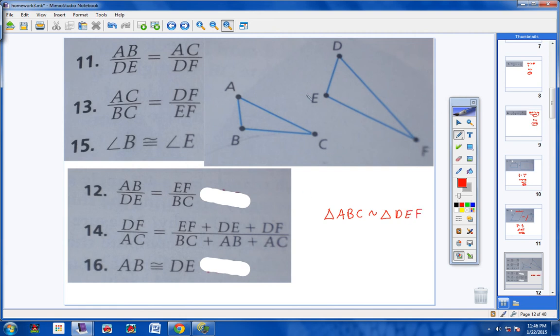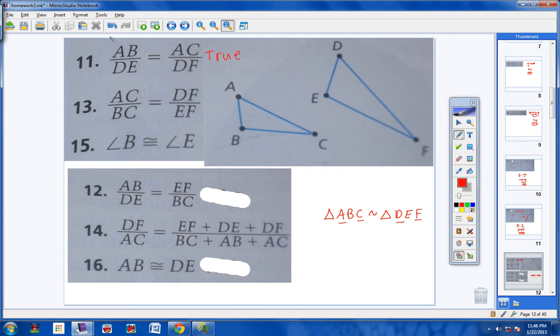I'm going to use these triangles a little bit, but for the most part, I'm just going to use this. AB over DE. Here's AB. Here's DE. Do they correspond? Yes, they do. So AB over DE equals AC over DF. AC over DF. That's definitely true. Everything corresponded perfectly. AB corresponds to DE. AC corresponds to DF. So yes, this is a true statement.